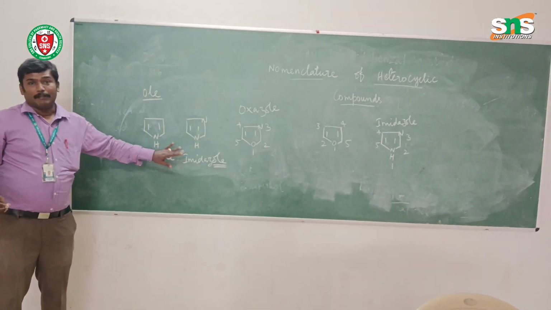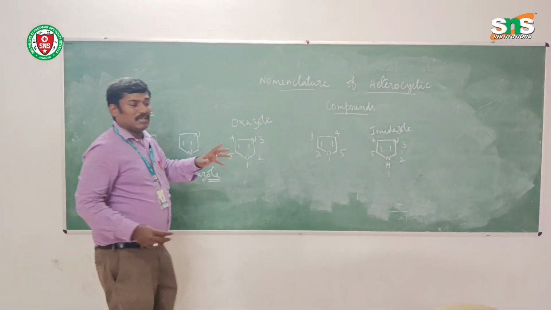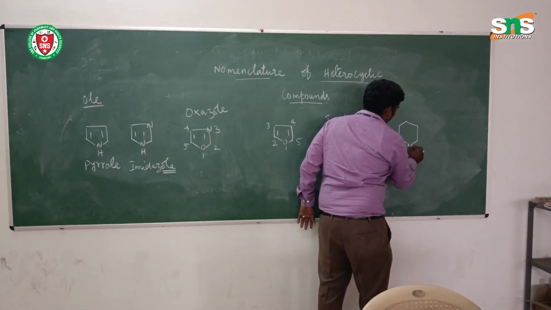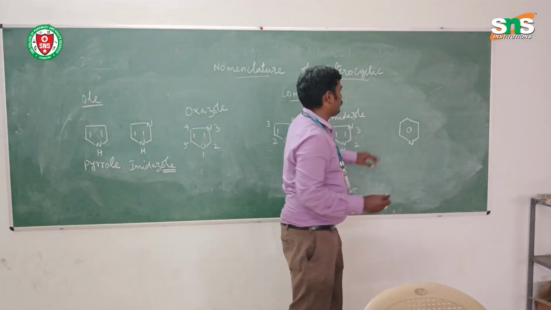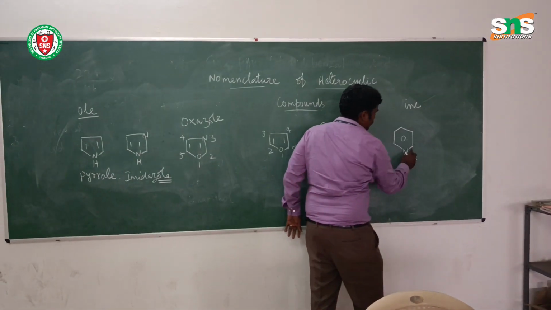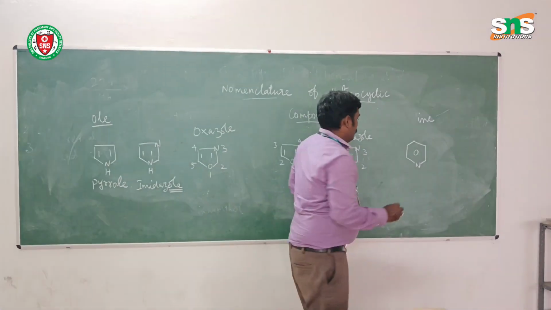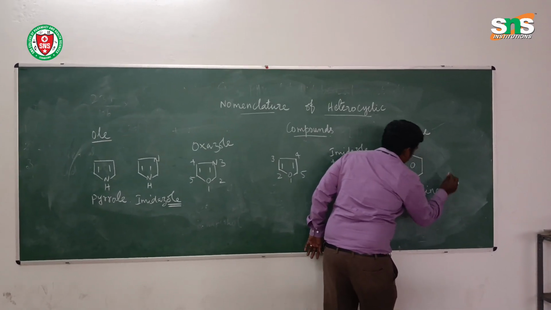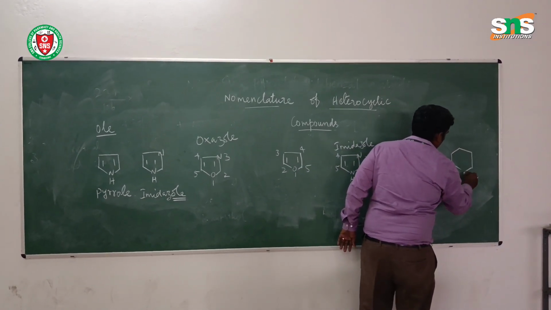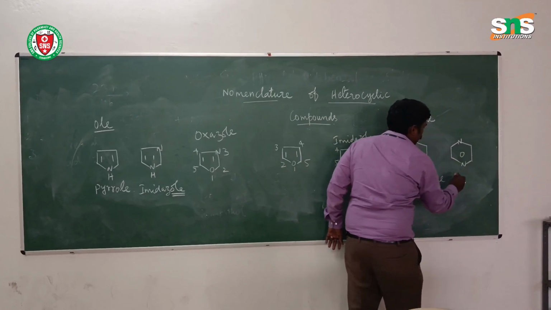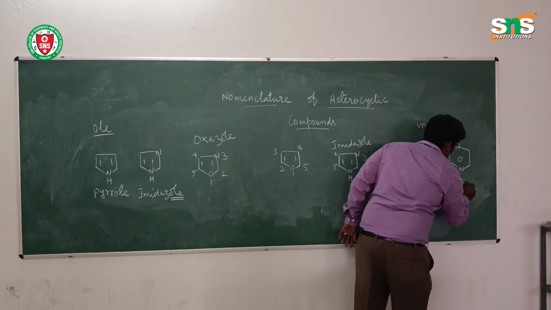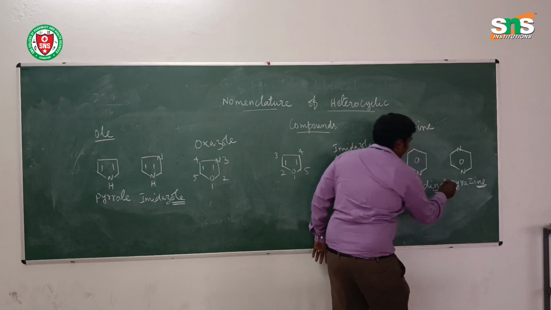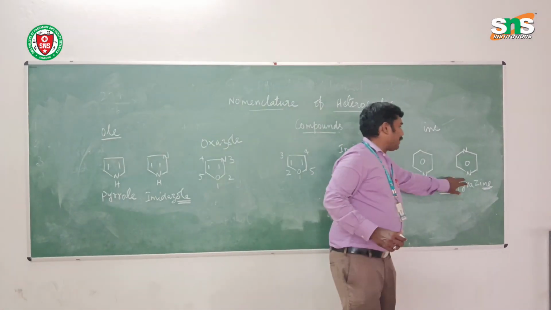So pyrrole and imidazole. In the case of a 6-member ring, if the 6-member ring contains nitrogen, it will end with the suffix INE. It will end with the suffix INE. So this is the example of a 6-member ring with one nitrogen atom. The example will be pyridine. This one is another example, pyrazine. So both these compounds have the suffix INE. So pyridine, pyrazine.